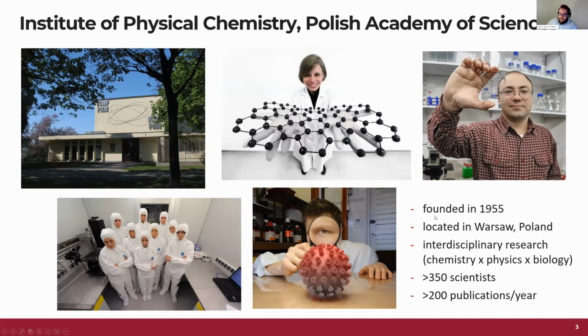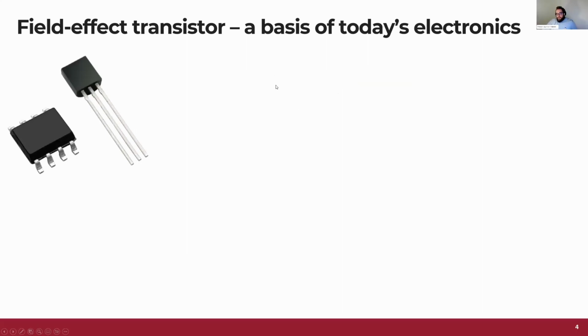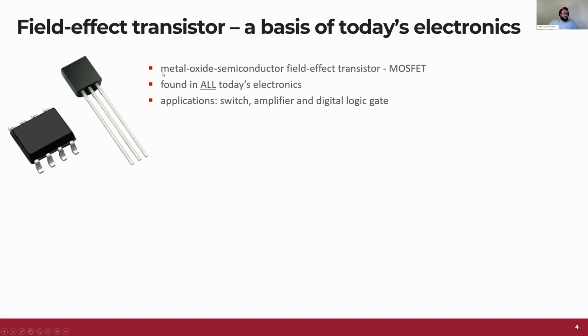Now let's get back to our main topic of today's presentation, which is field effect transistors. As you probably know, field effect transistors are the basis of today's electronics. For example, let's talk about the metal oxide semiconductor field effect transistor, in short, a MOSFET. This is found in all of today's electronics, and it can be applied as a switch, amplifier, or, for example, a digital logic gate. So the electronics industry knows it very well, and basically how you're hearing me now is because of the transistors.